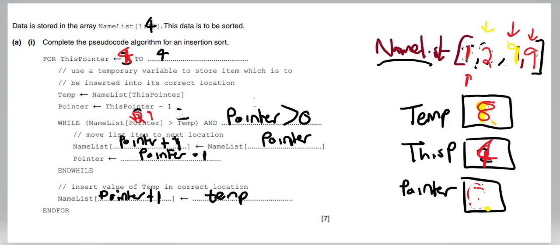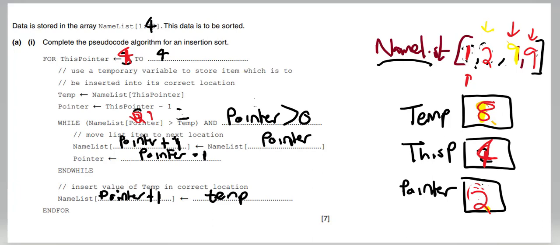Number 2. We're going to here. So remember the pointer is which value is it pointing to next. So we're at number 2. We go to the top of the loop. Well, nameless this pointer, which at the moment is this. We're pointing to the number 2, is greater than temp.